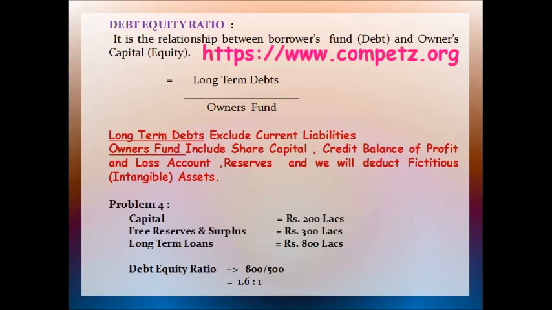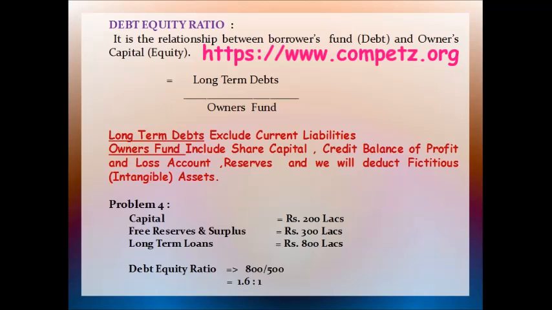Long term loans, what is your long term loans? 800 is your long term loans, so 800 is the numerator, debt. The denominator is owners fund: capital and free reserves we will add, 300 plus 200 is 500. So 800 divided by 500 is equal to 1.6 is to 1. Remember, 1.6 is to 1.